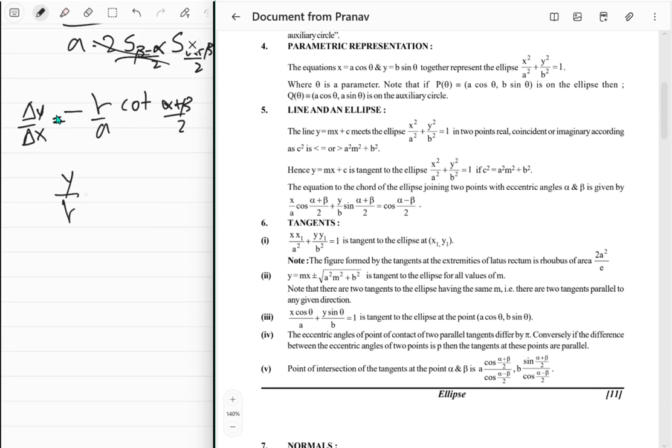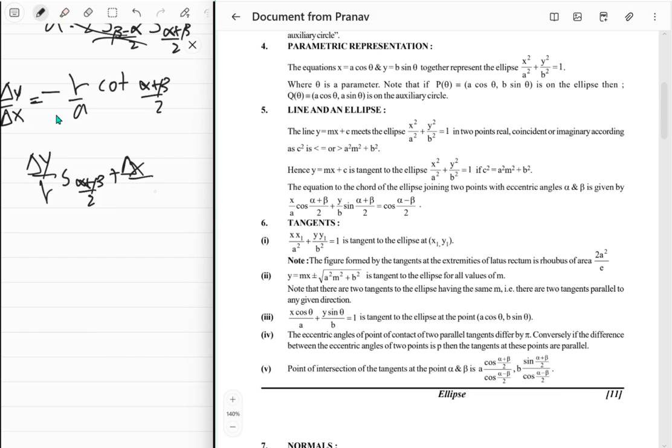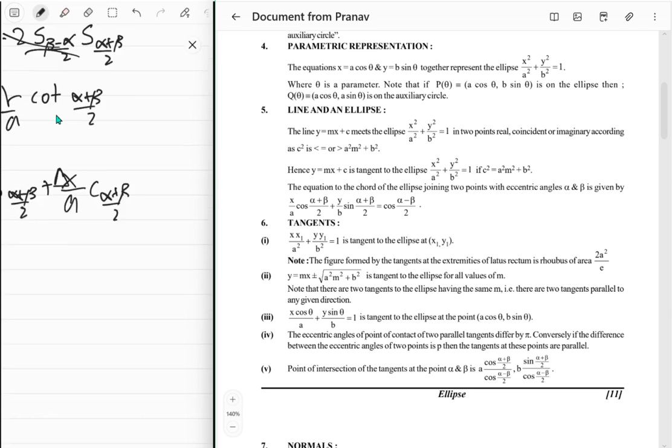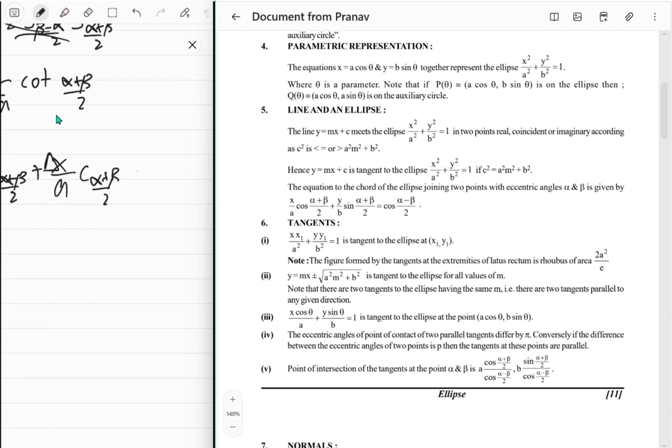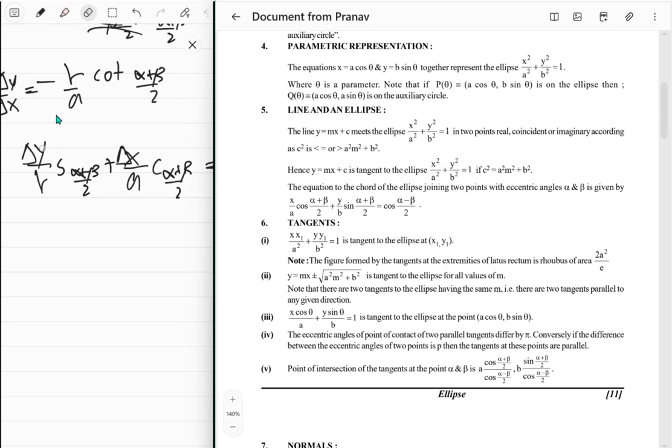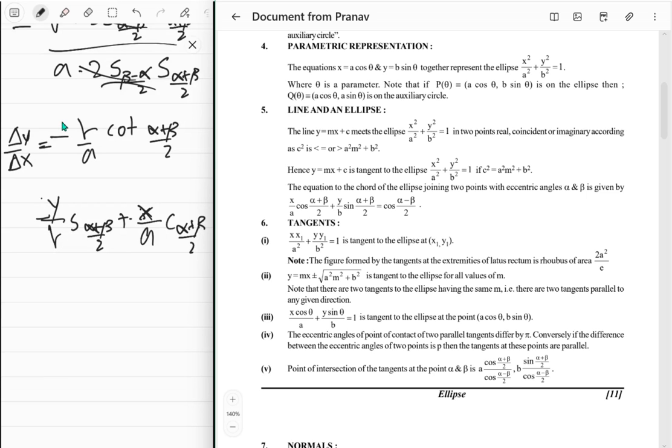Delta y upon b sine of alpha plus beta upon 2 plus delta x upon a cosine of alpha plus beta upon 2 is equal to 0, right? That's the thing. But then from that you can see the delta of this whole thing is equal to 0, right? So what does this delta x really mean? It just means the change in the y value between any 2 points on the line, not necessarily the 2 points between which you want the chord to be. No, any 2 points on the line, right?